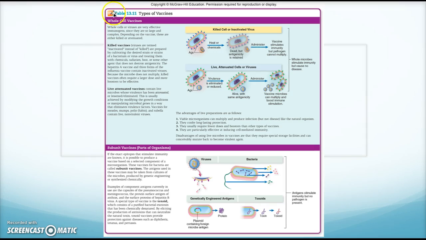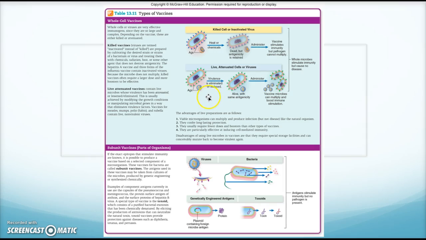So this table is a really great one showing the different types of vaccines. At the top we have those whole cell vaccines, and at the bottom we have the subunit vaccines. So you can see here we have those killed or inactivated viruses. Basically either heat or chemicals have been used on either the bacteria or the virus. They're dead, but their antigens are still retained so that when they're administered to the host, it will stimulate immunity, but the pathogen cannot multiply. So this is one way that it can be done.